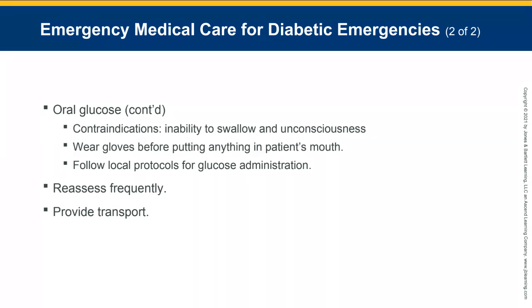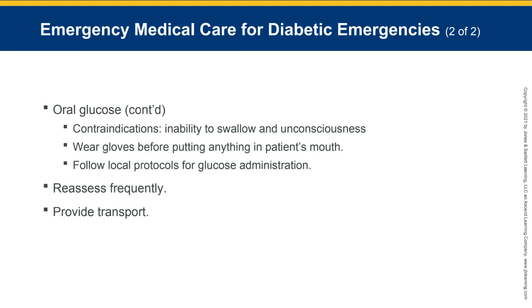Oral glucose, contraindications: inability to swallow, and unconsciousness. So this is a contraindication. Wear gloves before putting anything in the patient's mouth. Follow local protocols for glucose administration. Reassess frequently. Provide transport. Right?